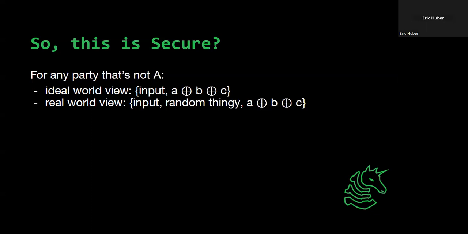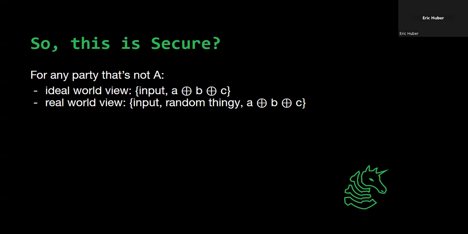So for any other party, what we'll be receiving is a random bit XORed with whatever sequence has been XORed up to now, their own input and the result. That is the real world view. Of course, again, in the ideal world view, you'll have your own input and you'll have the result. So how can we simulate this?